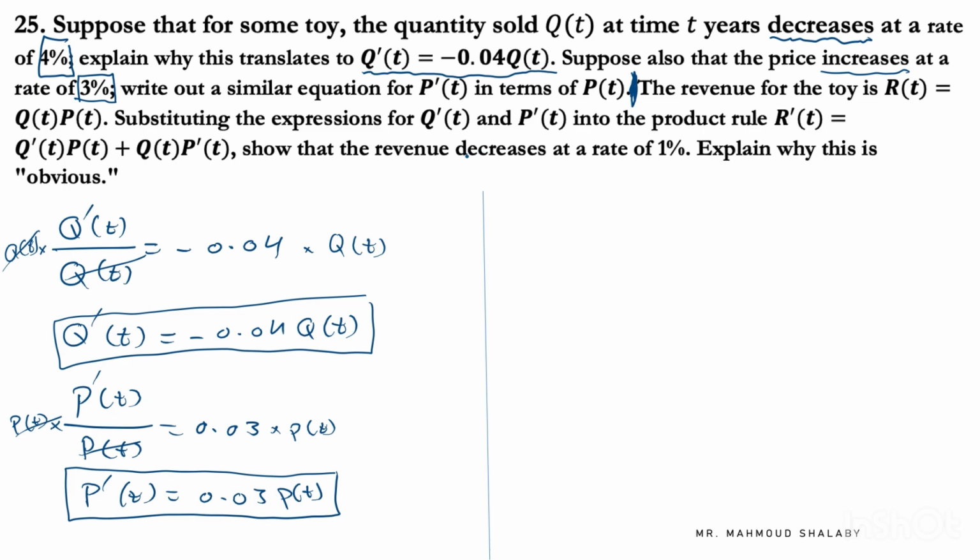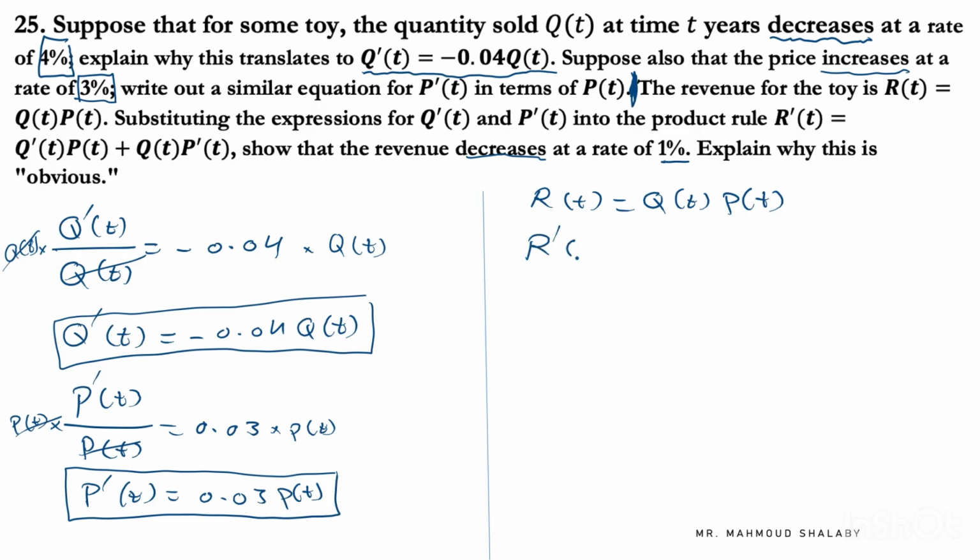Show that the revenue decreases at a rate of 1%. Explain why this is obvious. First of all, actually I should not be doing this, and it should not be given to you in the question. You should know that the revenue R of t equals the quantity multiplied by the price. So R equals Q multiplied by P.